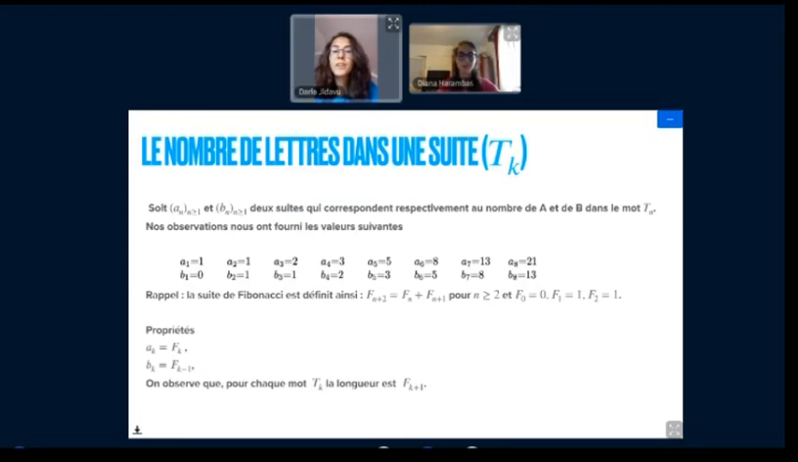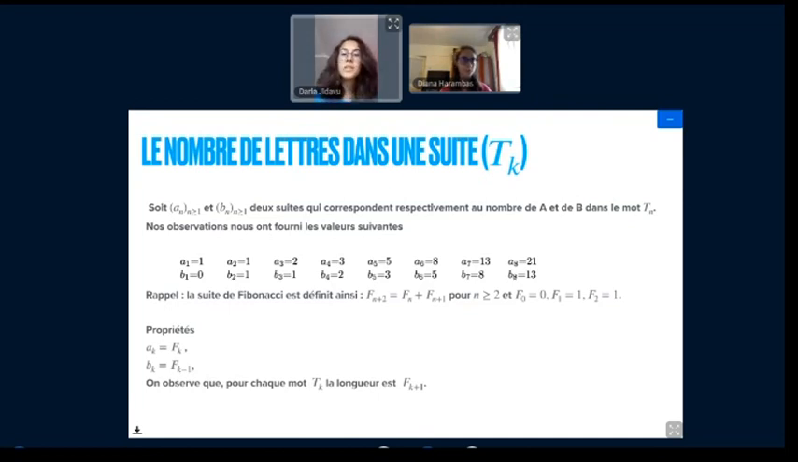We studied further the number of letters in each word, and for this we consider two arrays, A for the number of A's in each word and B for the number of B's in each word. We wrote down a few examples. The first word is A, so the number of A's, A1, will be 1. The number of B's, B1, will be 0. Second word, AB, 1 A, 1 B. Third word, ABA, 2 A's, 1 B, and so on and so forth.